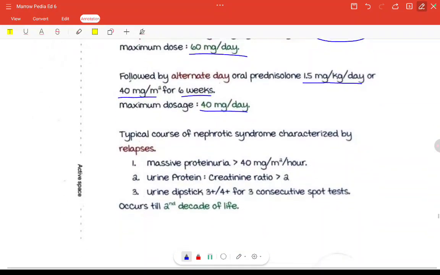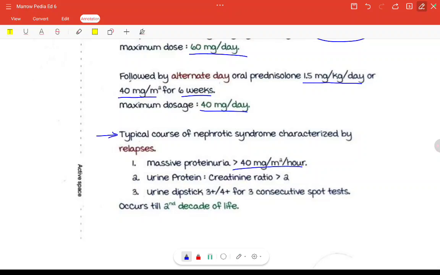The typical course of nephrotic syndrome is characterized by relapses, with massive proteinuria of more than 40 mg per meter square. What this means, just hold on a minute, is that children with nephrotic syndrome will relapse; it is almost bound to happen. Recently, she relapsed because she just had fever and an upper respiratory tract infection, and this led to the relapse of nephrotic syndrome. Just a simple cold, cough and fever.